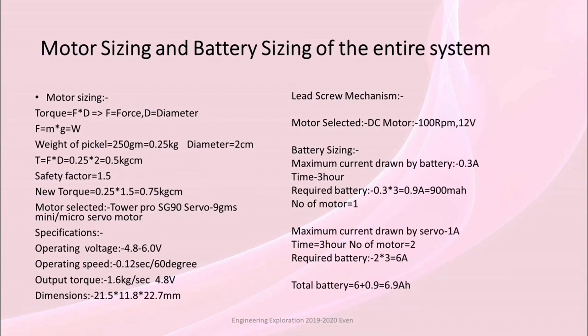The maximum current drawn by the servo is 1 ampere. The time is 3 hours, because we require 3 hours for the performance of our system. The number of servo motors we are using here is 2, so the required battery would be 2 times 3, that is number of motors times time, which is 6 ampere hour. So the total battery would be 6 plus 0.9, which is 6.9 ampere hour.